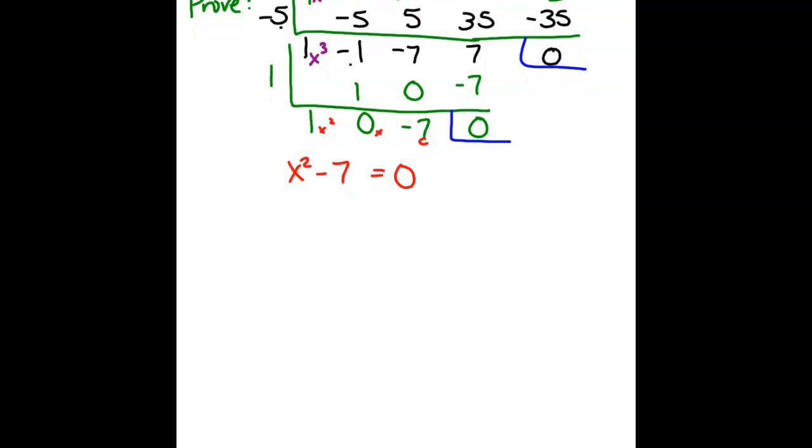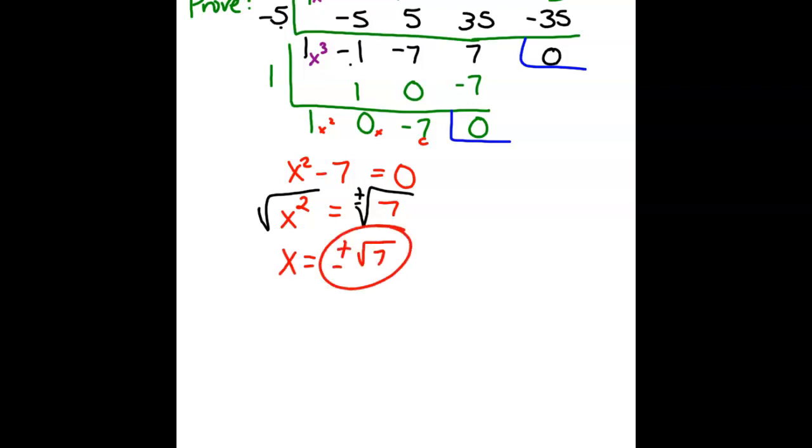We can add the 7 to the other side. We can then square root both sides. And we end up with x equaling positive and negative square root of 7. Okay, so my roots or zeros or solutions would be -5, +1, and positive and negative root 7.